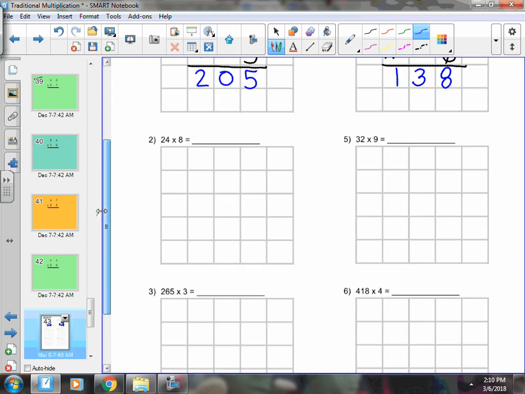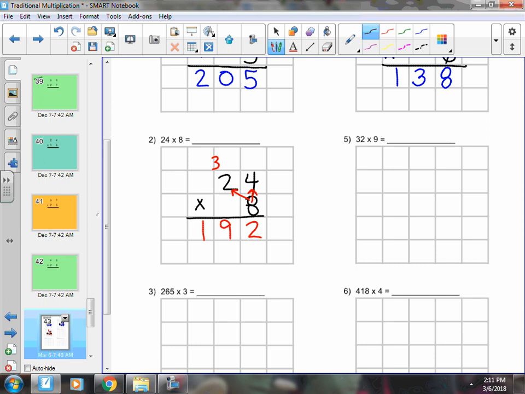Down below, 24 times 8. 8 times 4 and 8 times 2. 8 times 4 is 32. 8 times 2 is 16, plus 3 is 19.